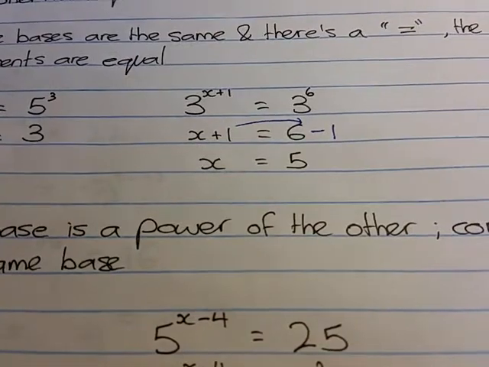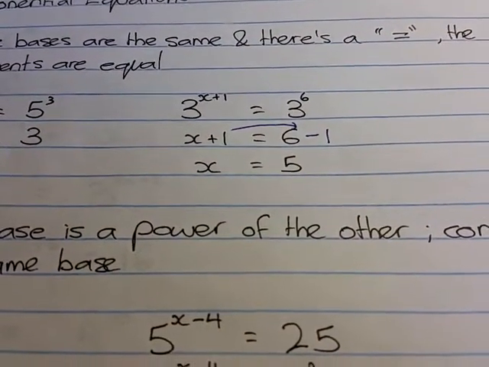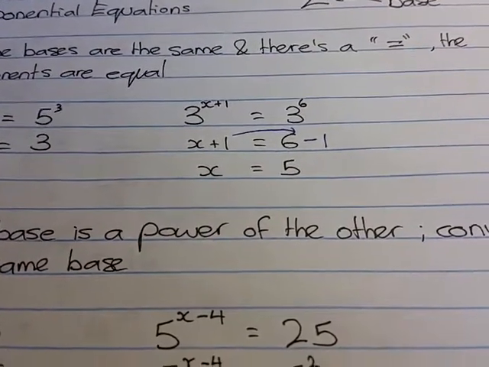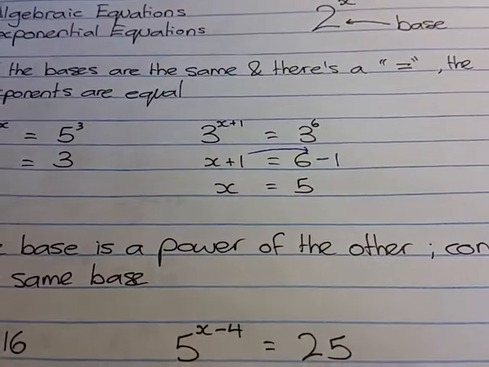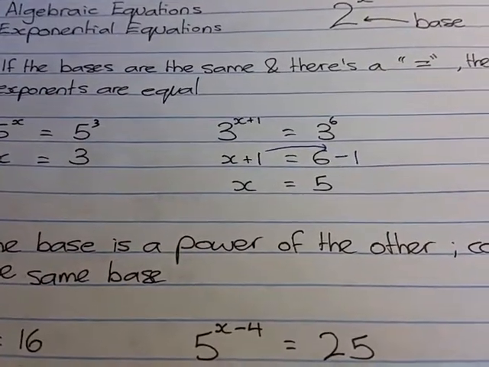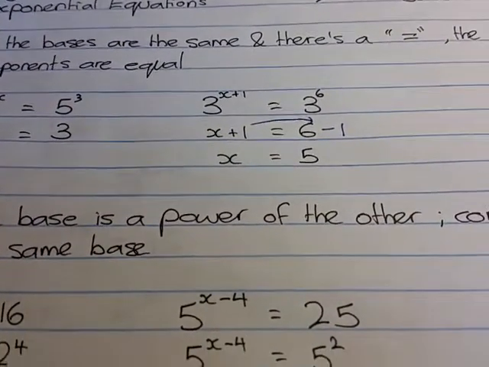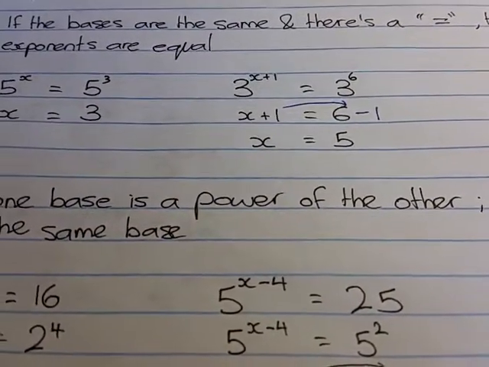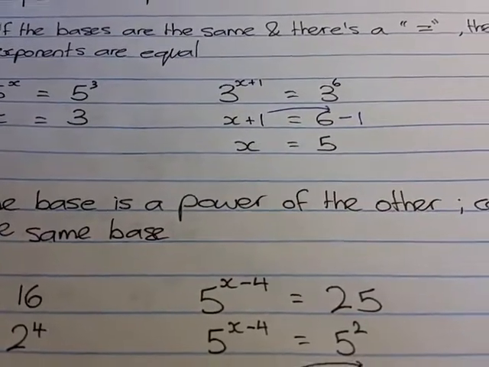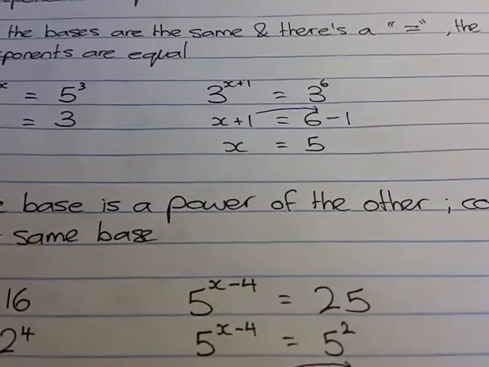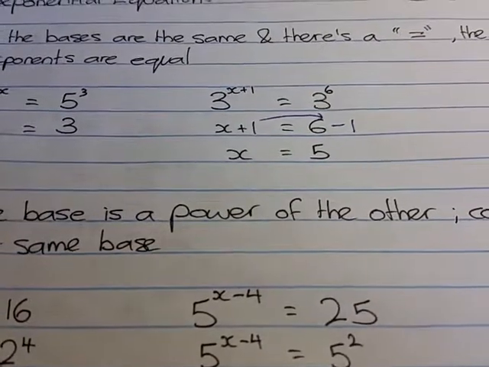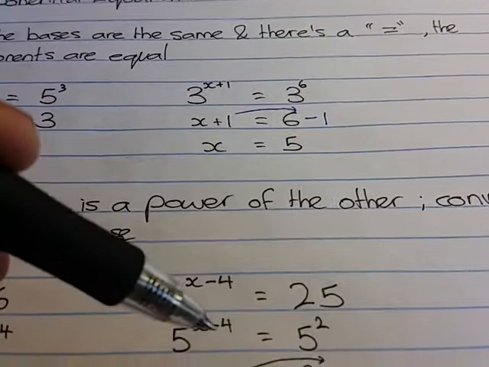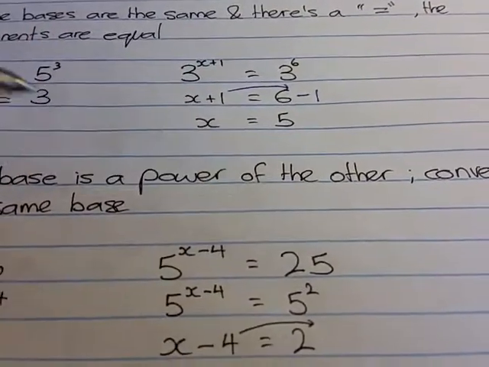And you can get situations even like this. You can get 5 to the power of x minus 4, and that equals 25. 25 can be rewritten as a power of 5. You can rewrite 25 as 5 to the power of 2. They have the same base now, being base 5. There's an equal sign in between them. So that means the exponent of the first one, x minus 4, equals the exponent of the second one, which is 2.